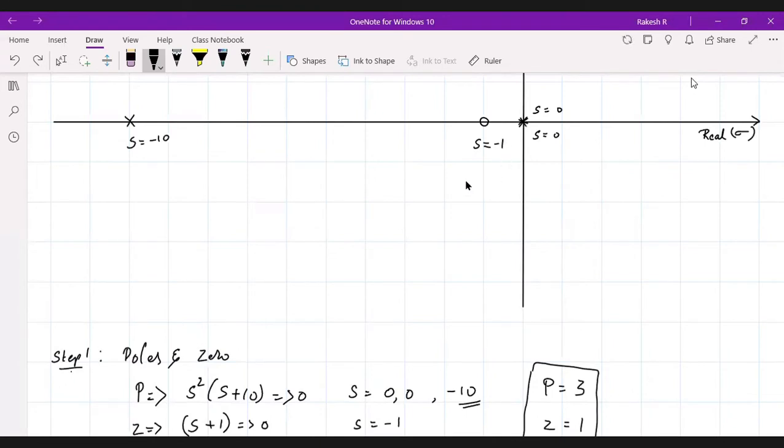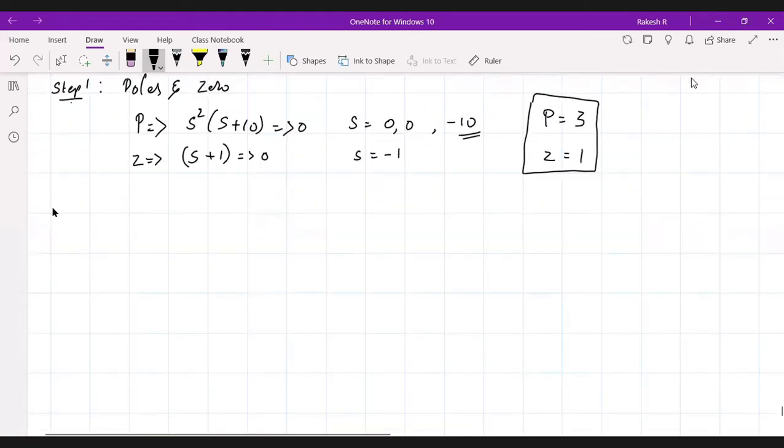What is the next step? The next step, Step 2, is to determine the number of branches and its direction.